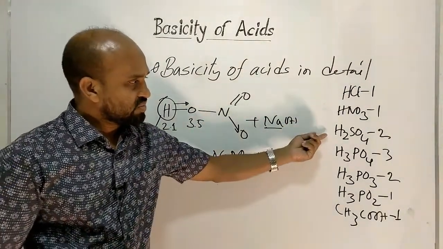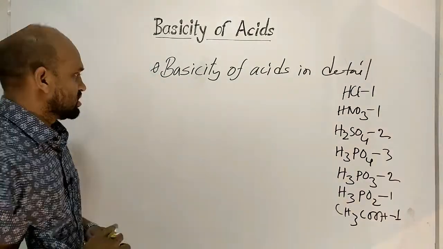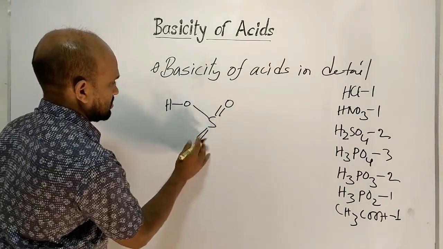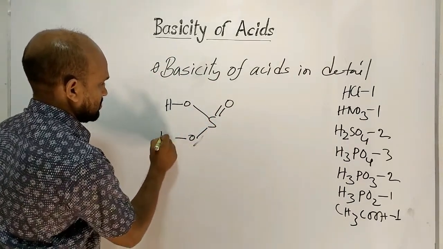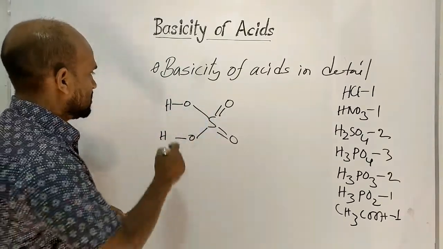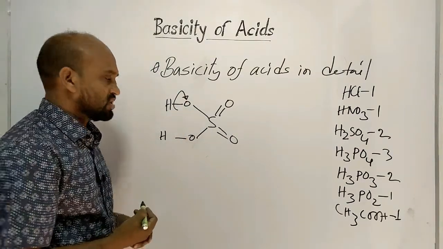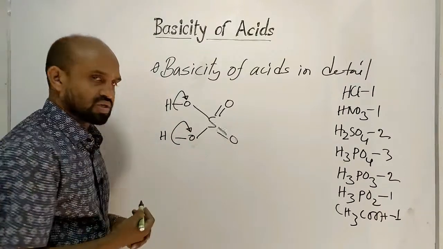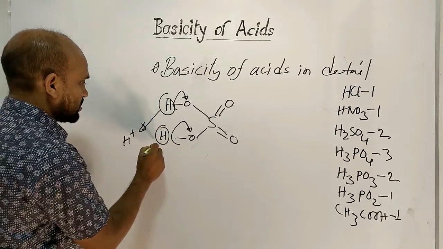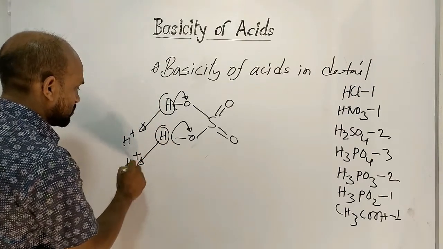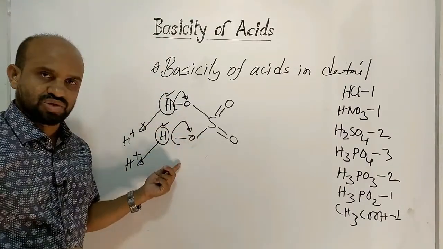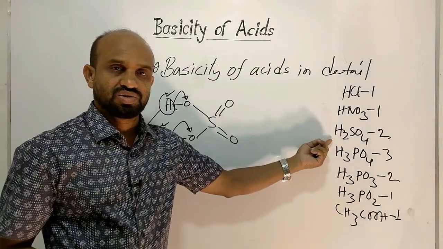Let's see the basicity of sulfuric acid now. The structure formula of sulfuric acid is this. Here this bond undergoes heterolytic fission. At the same time this bond undergoes heterolytic fission. So this hydrogen is released as a proton. At the same time this hydrogen is released as a proton. So sulfuric acid has 2 ionizable hydrogen atoms. That is why its basicity is 2.